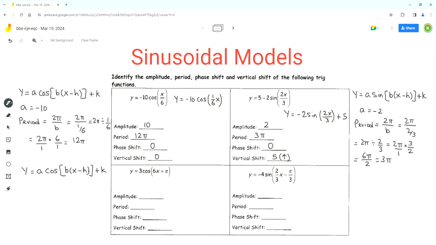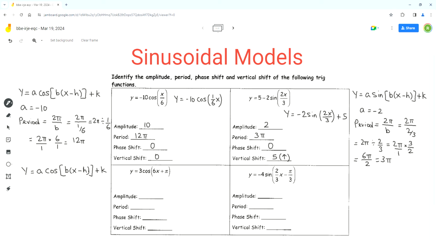Now in this given function, the 6 is being multiplied to x and then there is plus pi in the parentheses. In order to find the b value and analyze this function correctly, we have to factor out the 6 from the two terms in the parentheses.